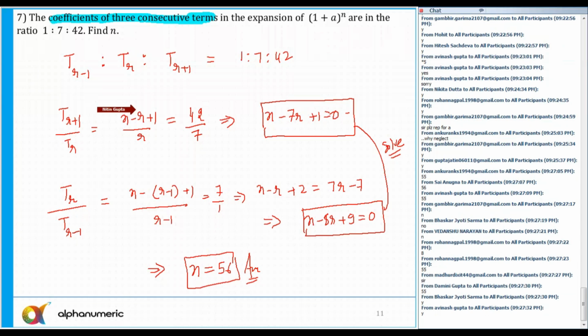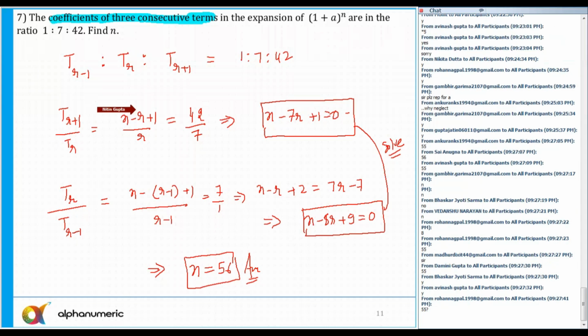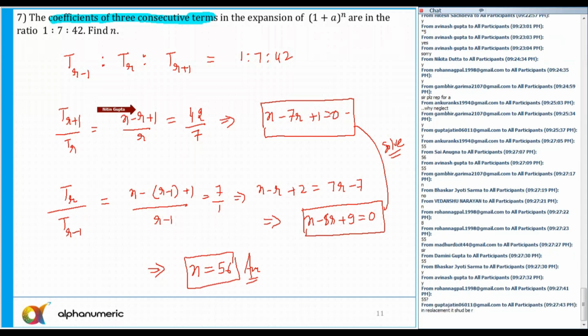Okay, all right. 55. Yes, that's right. By mistake I had written 56. It is 55 only.